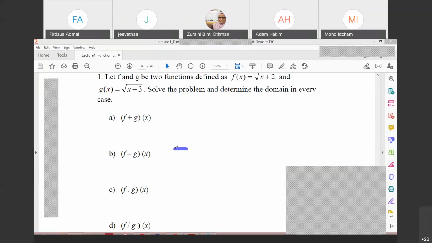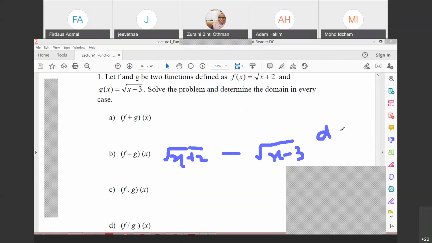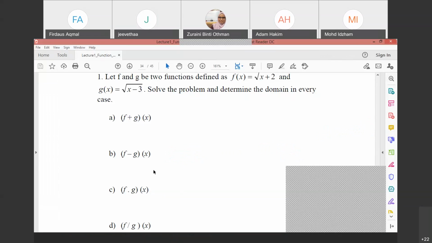Tolak macam tadi lah juga. Punca X tambah 2 tolak punca X tolak 3. Selesai. Then the domain will be same, which is X is greater and equal to 3. Macam tadi juga, B yang tadi. Okay. So now for C, C mungkin boleh simplify kot.